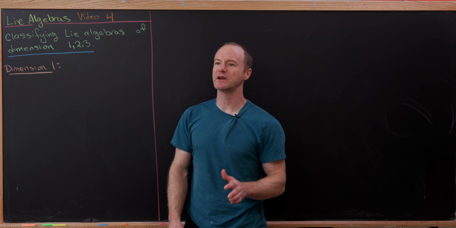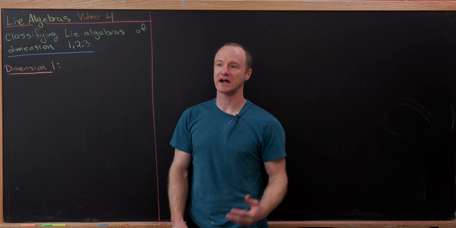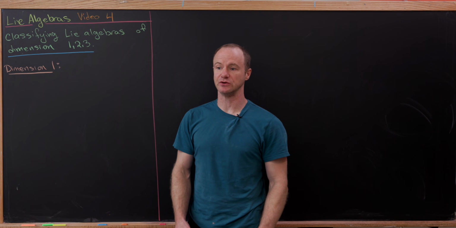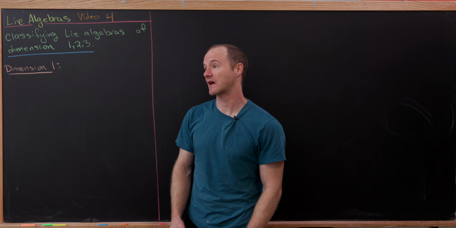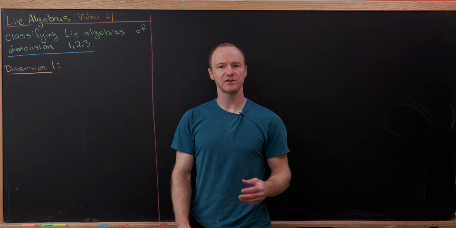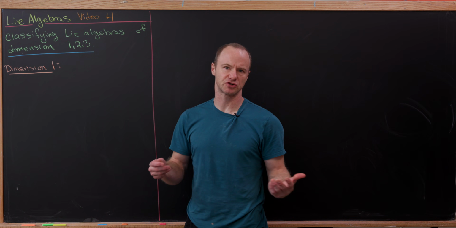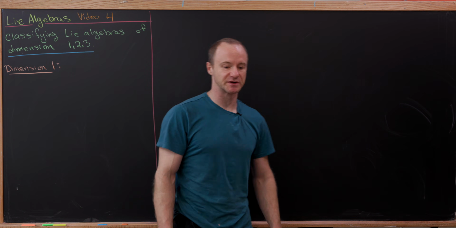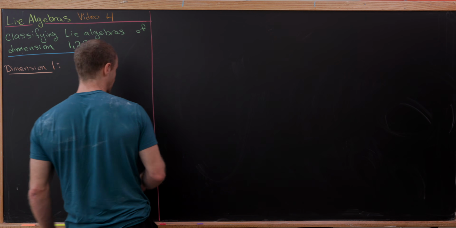And that's a little bit of a lie because when we work with Lie algebras of dimension 3, we will mostly restrict ourselves to Lie algebras over complex numbers. In other words, the base field is complex numbers. But for dimension 1 and 2, it'll be true for arbitrary fields. Okay, so let's look at Lie algebras of dimension 1 first.